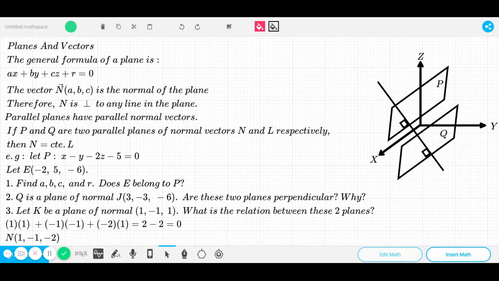To a new video. In this video I'm going to explain planes and vectors. I'll give an introduction to planes and vectors, the general formula of a plane, the normal vector of a plane, what a normal vector means, what it represents for the plane, and how to find the relations between planes, if they are parallel or perpendicular or intersecting.